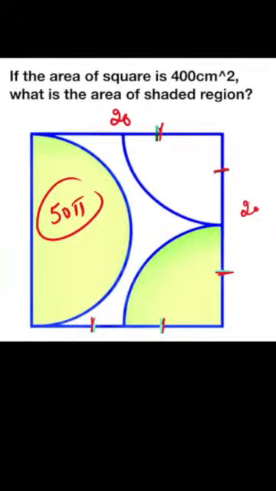Now let's just move to this. This side length is how much? This is 20. So what about this? This is going to be 10. This is the quadrant and this is the radius of the quadrant.